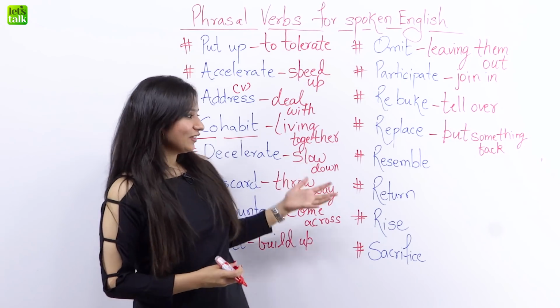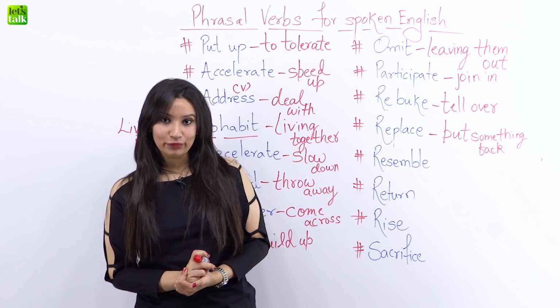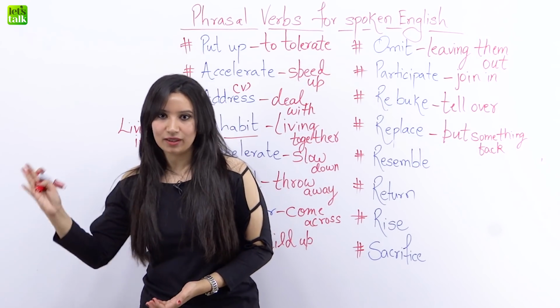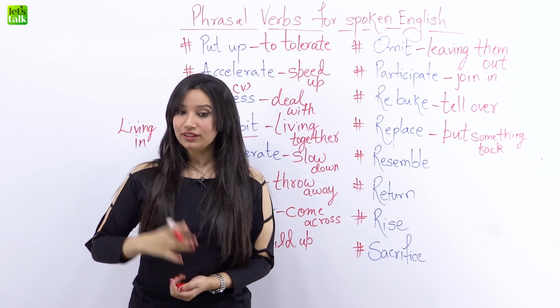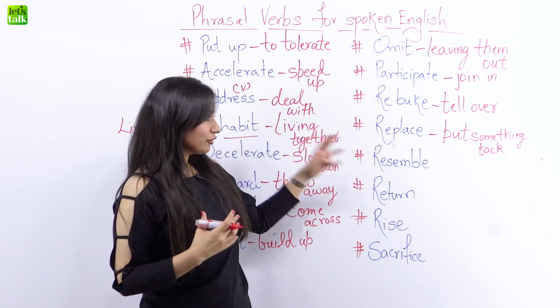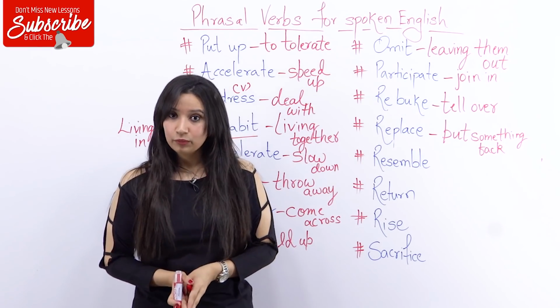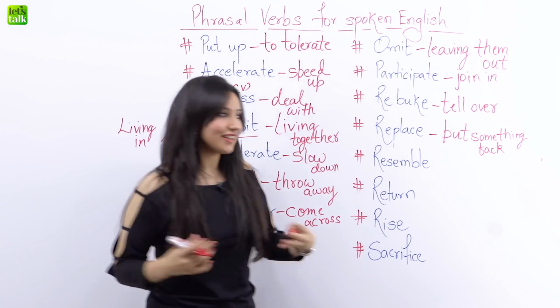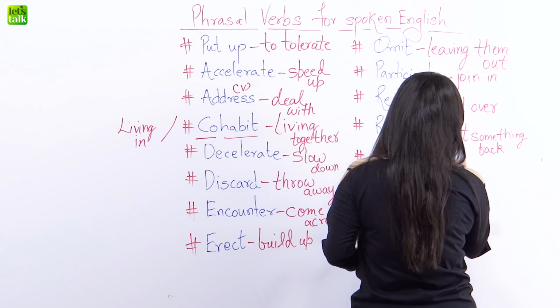Okay, so the next one that we have is to resemble. Now this is also a verb. It means to look like someone else, okay? If I look like someone, this means that I resemble them. Now the correct phrasal verb for resemble would be to take after someone, okay? To take after someone.